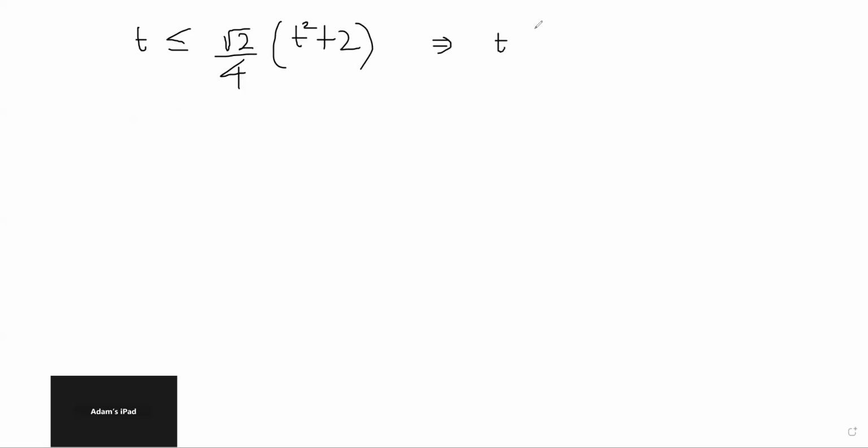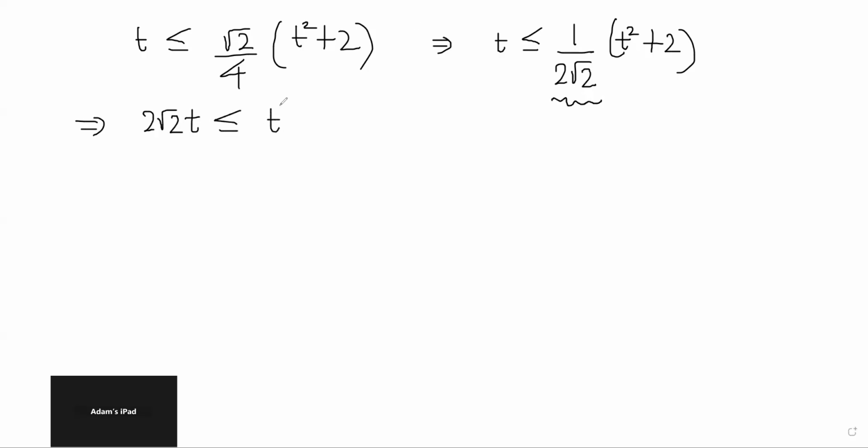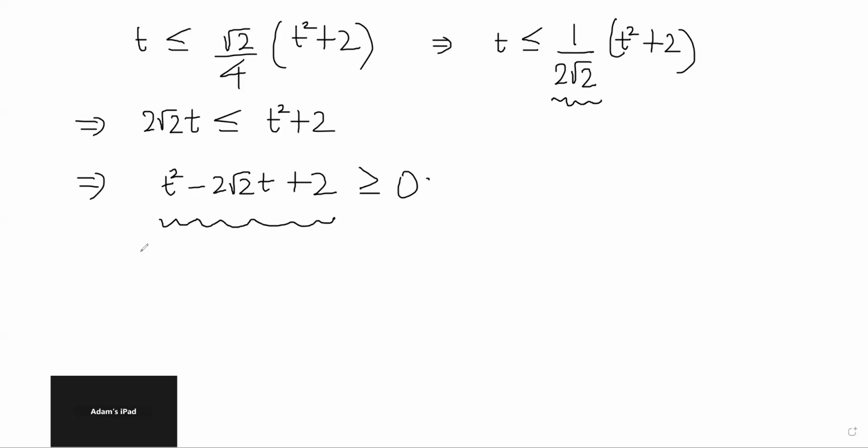So simplifying it a little bit, t is less than or equal to 1 by 2 root 2 times t square plus 2. Since 2 root 2 is positive, I can multiply both sides. So 2 root 2 t is less than or equal to t square plus 2. So what I want to prove is t square minus 2 root 2 t plus 2 is greater than or equal to 0. Can you see why this is correct? Because it's t minus root 2 whole squared, which is obviously greater than or equal to 0.